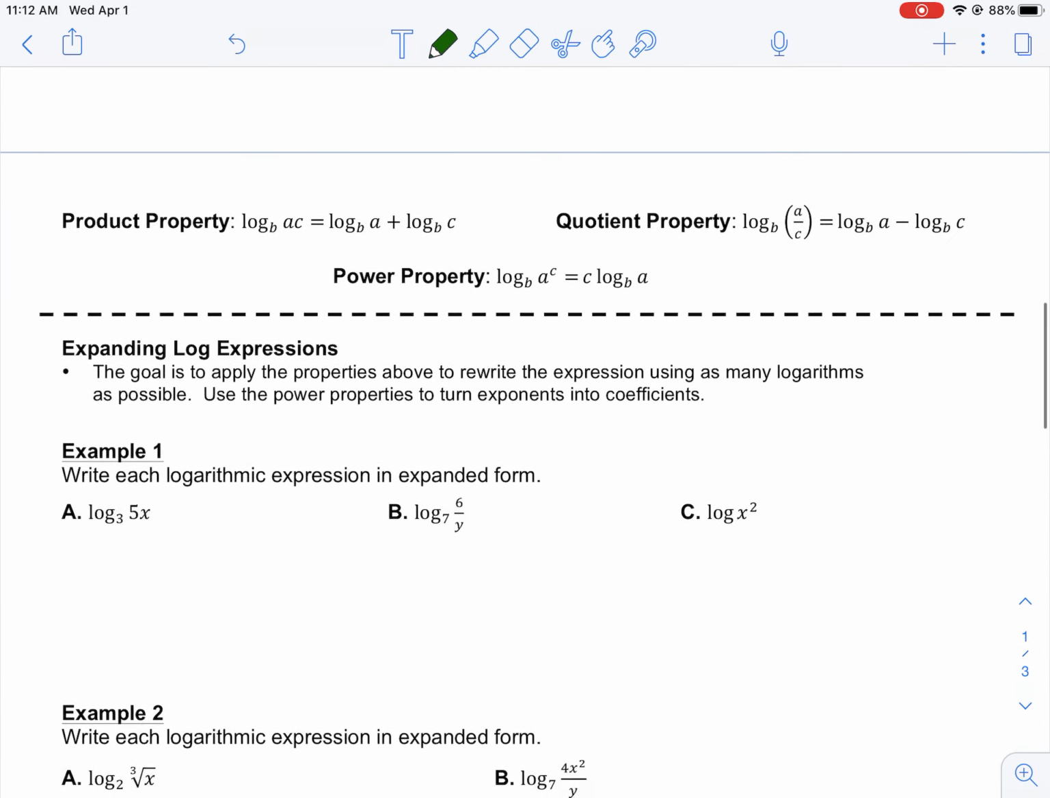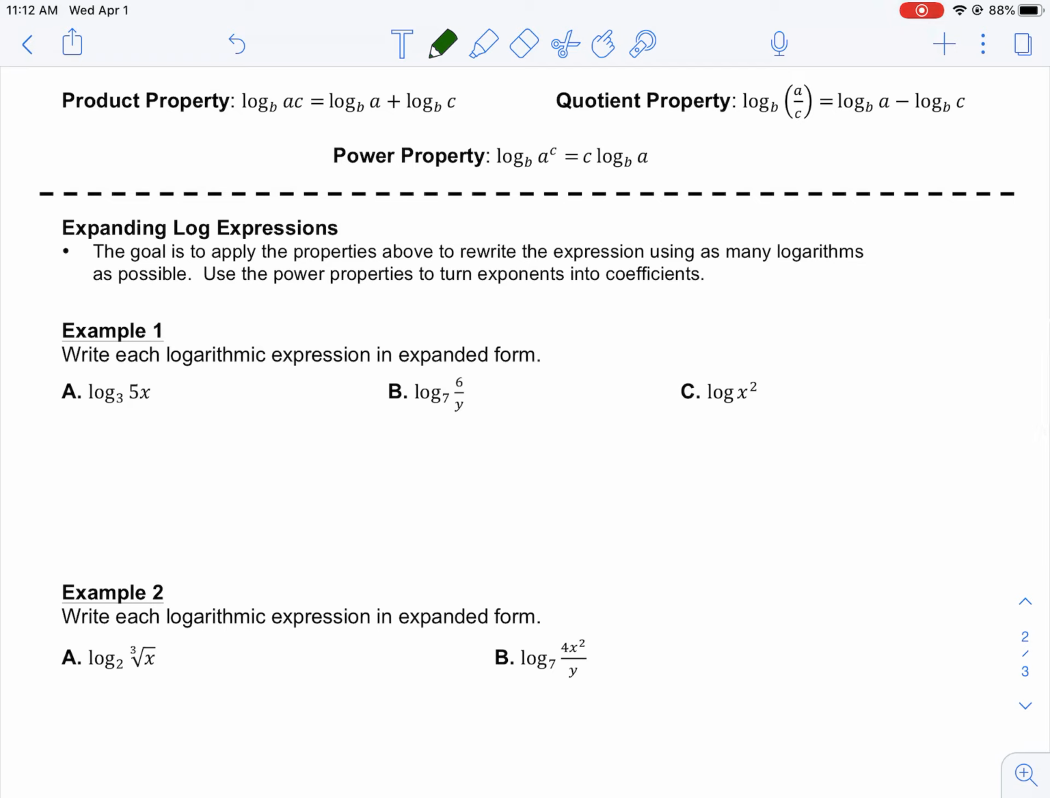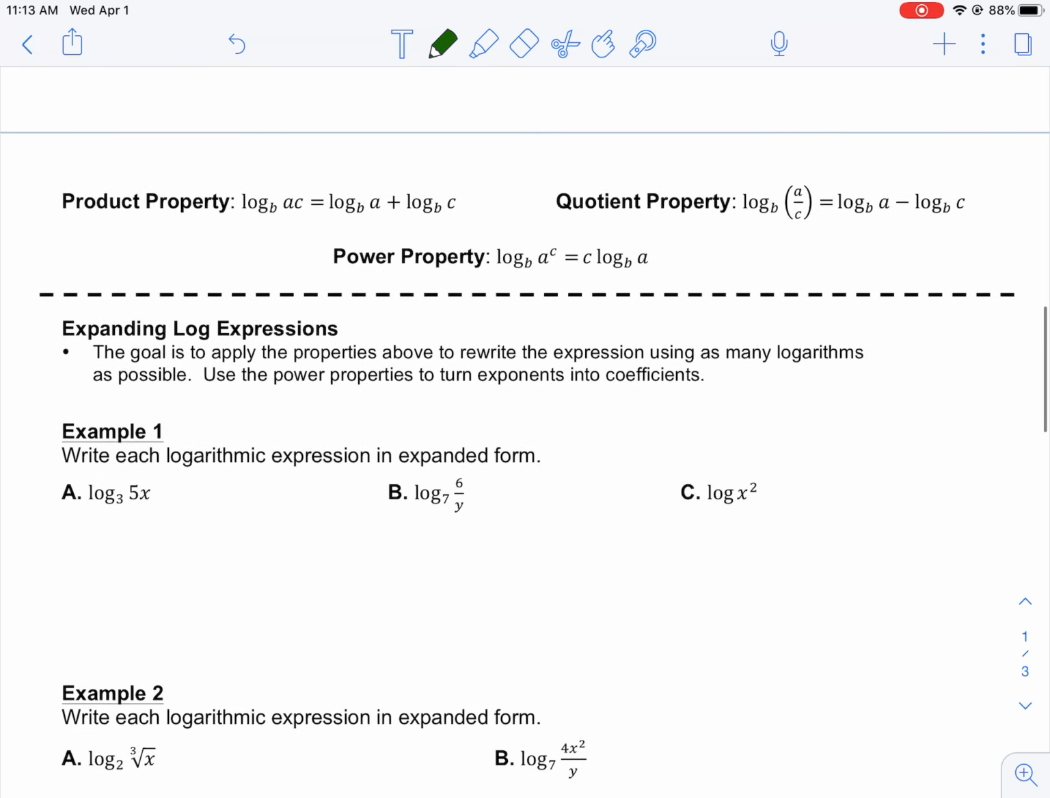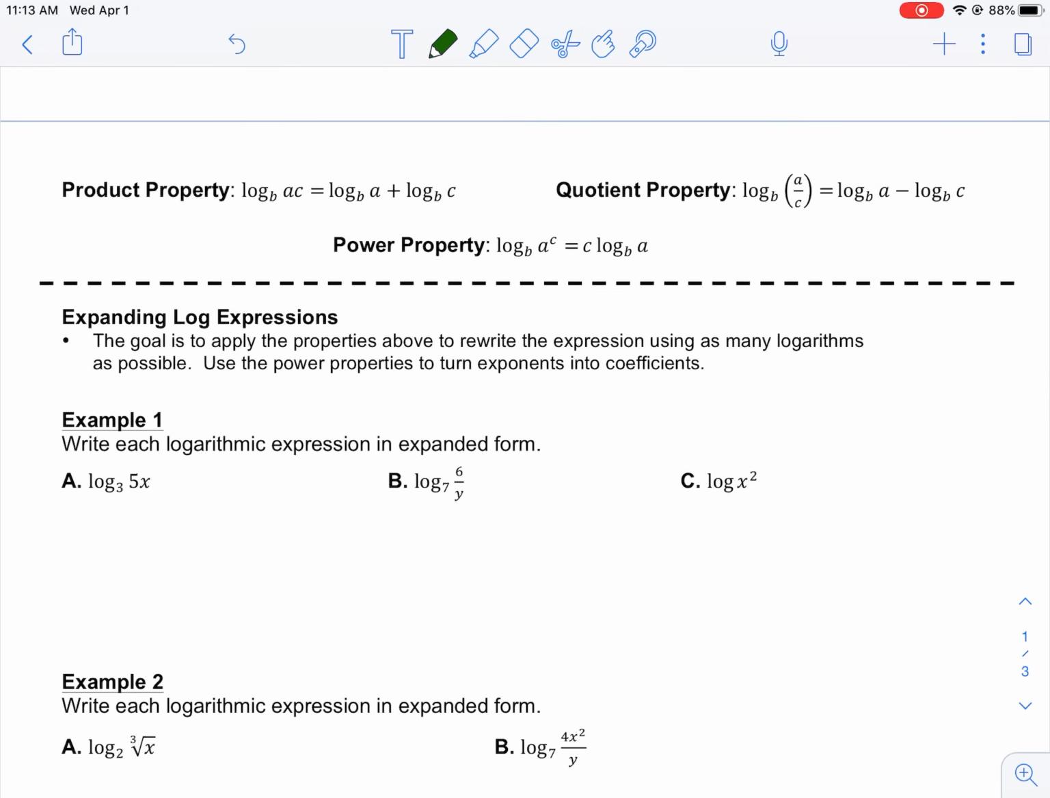All right, so if we scroll down, I rewrote the product, quotient, and power properties so that you have them in front of you as we go through some examples. So the goal of expanding log expressions is to rewrite the expression using as many logarithms as possible. So we're going to start with an example where we're going to use each of the properties just once, okay? So write each expression in expanded form.